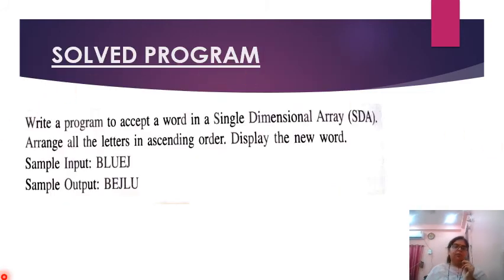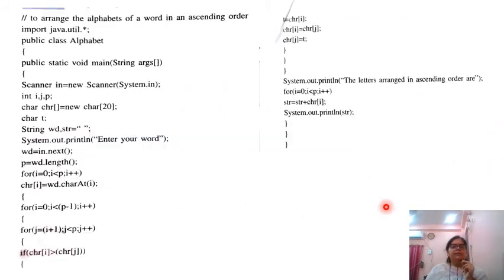Now there is one program also, solved, array of string. We have to accept a string in a single dimension array, and we have to arrange the letters in ascending order, and display the new word also. Suppose blue jay is there, then we have to write it in ascending order, B E J L U, like this. Okay, see how the program has been done here. See, sorting has taken place. Here we have done bubble sorting.